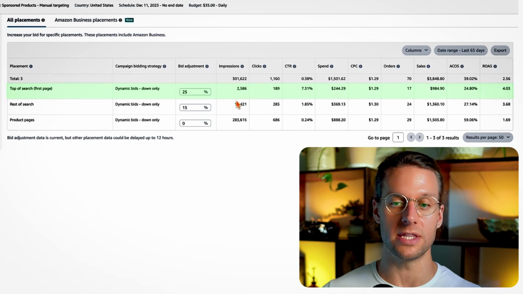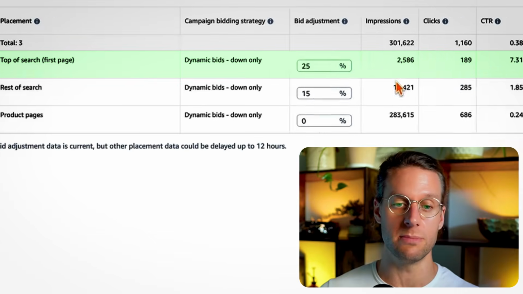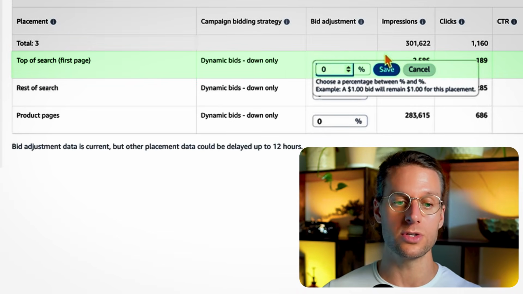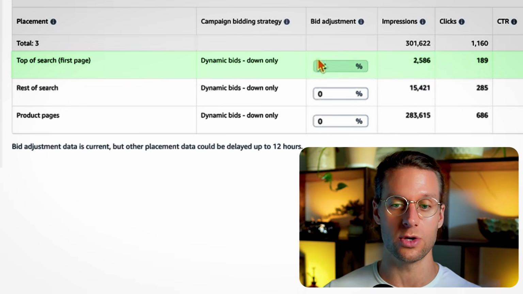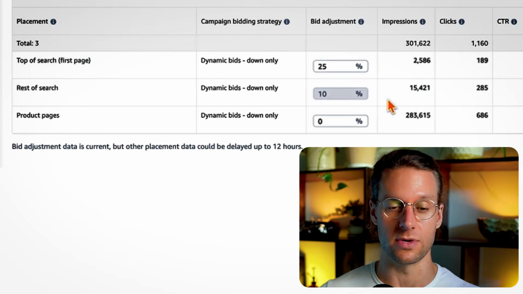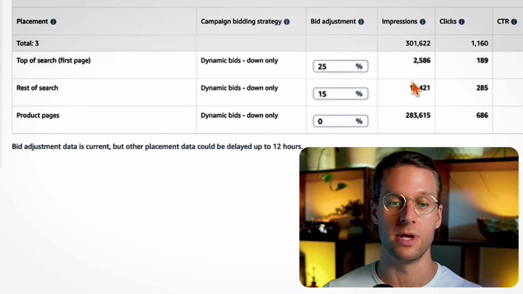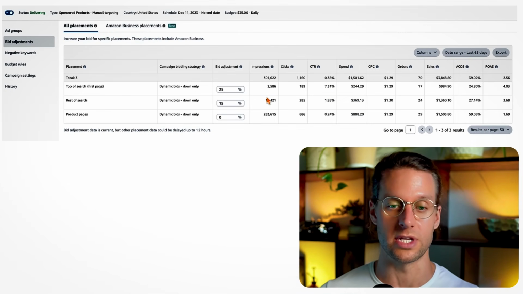What we could see here is that the ACoS for top of search is actually the best at 24.8%. So we're going to increase the bid adjuster there. And we're also going to increase the rest of search because that's also performing really well compared to product pages. We're going to increase that by less because the ACoS is higher, but we're going to give that a little increase as well. Again, we want to do this in small increments. Don't do hundreds of percent at a time. Do 10 to 20 to 30% at a time max.